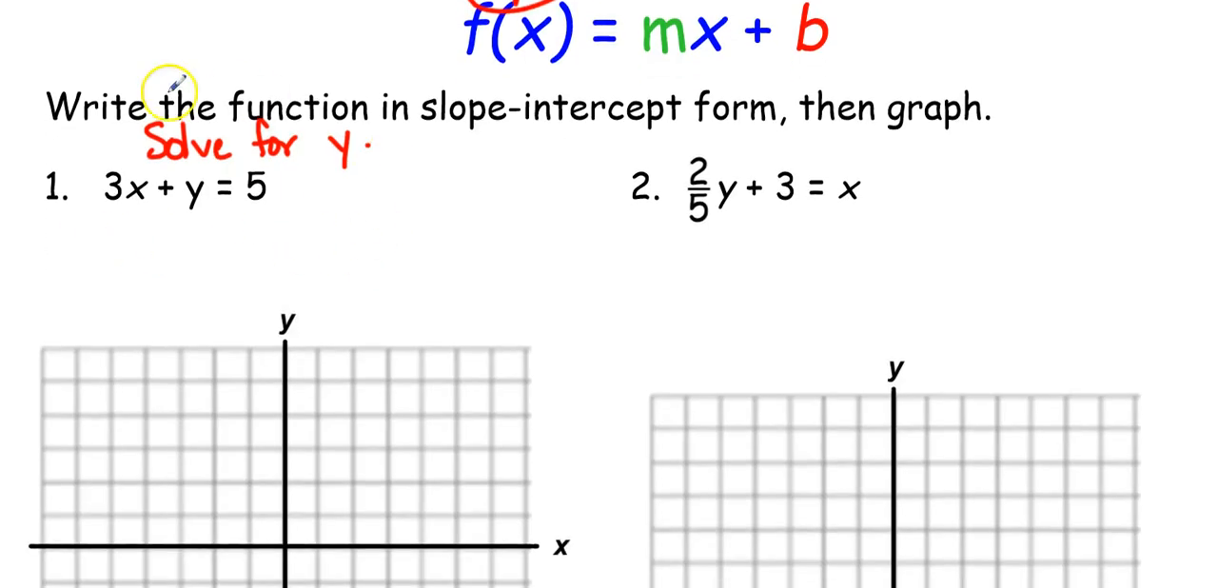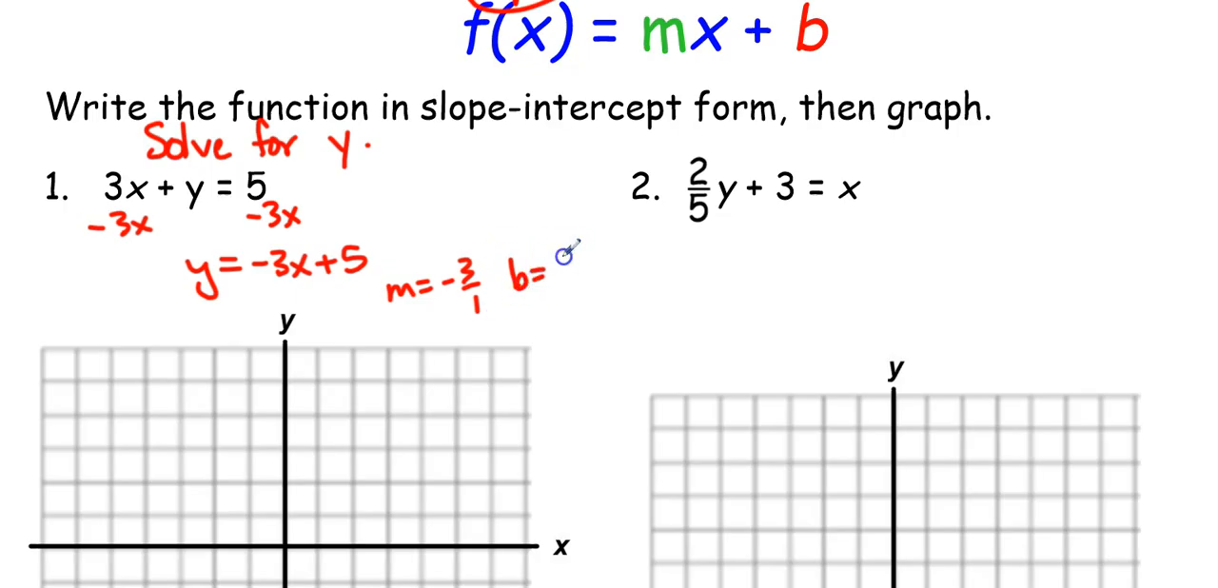And if I can get y equals, or y by itself, then that allows me to pull out the slope and pull out the y-intercept. So let's go through this real quick. Hopefully this is pretty easy at this point for all of you. I get y equals -3x plus 5, and now I've got it in that form. So I know my slope is going to equal -3 over 1, and my y-intercept is going to equal 5.